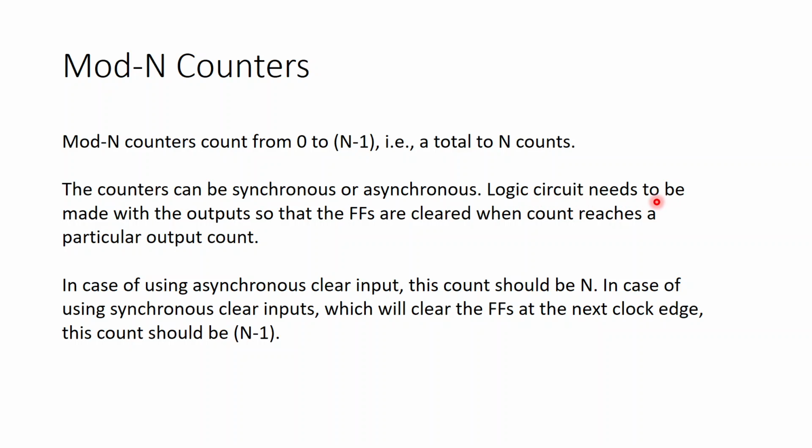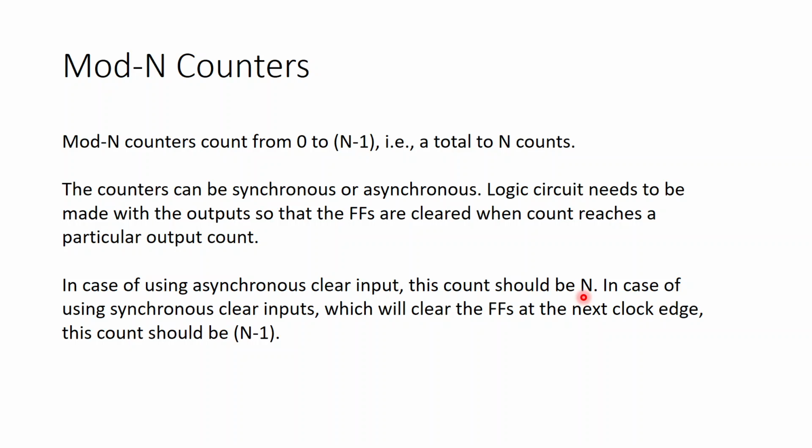The logic circuit we need to make is such that the flip-flops are cleared when the count reaches a particular output count. Now what about this particular output count? In case of using an asynchronous clear input, this count should be n, as you already observed. When it is 1010, only then it is clearing at the same instant.